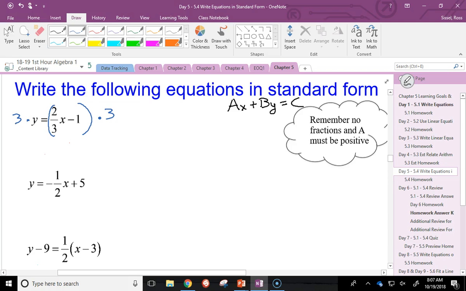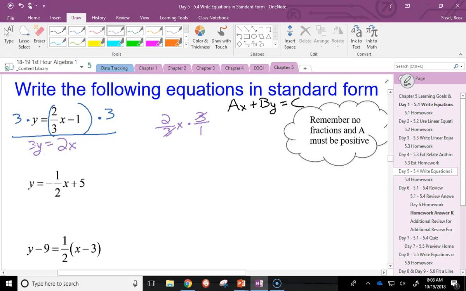So let's do the first one. That one should be easy. 3 times y would give me 3y equals, but now here I'm going to show my work over here. If I have 2/3 x, and I'm multiplying by 3, we can say that's like 3 over 1. We know that our 3's can cancel each other out. So what would I be left with? 2 over 1. There you go. Thank you, Ron. 2x.